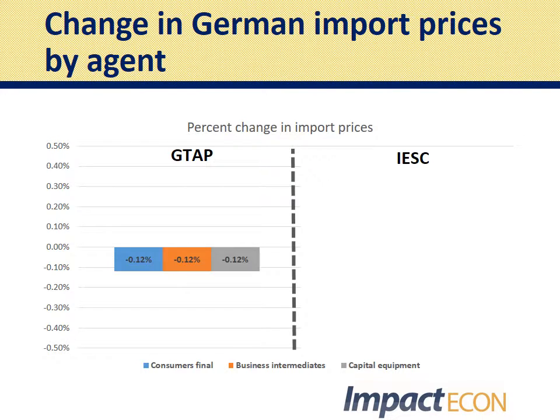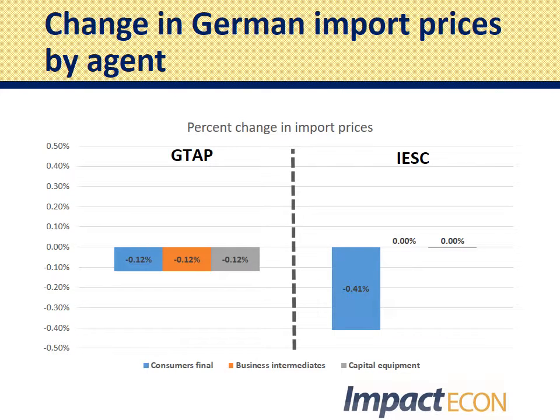Looking at the supply price of German imports of motor vehicles in the GTAP model, the supply price for all motor vehicle imports falls for all consumers of motor vehicles, including business intermediates and capital goods, by the same amount. In the case of the ImpactECON Global Supply Chain model, the price of automotive imports to consumers falls, while the import price to business intermediates and capital goods is unchanged.